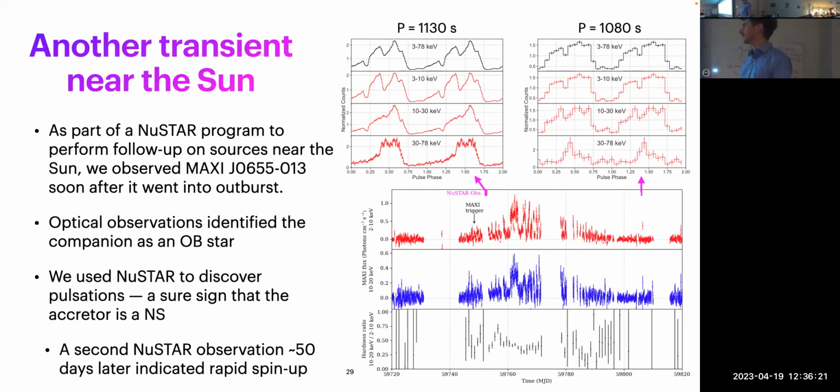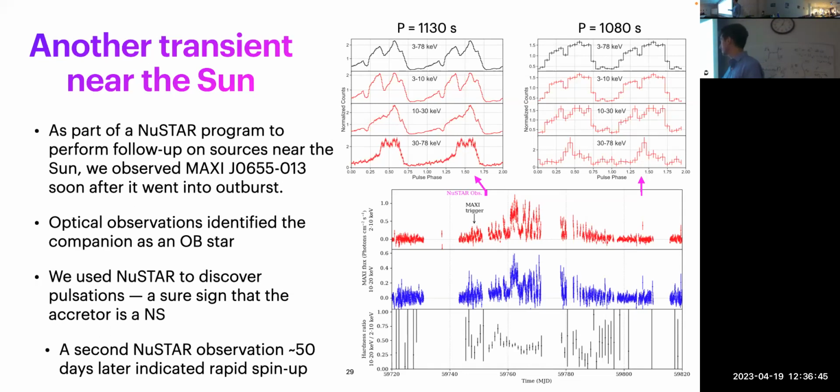So as part of a NuSTAR program that I have to perform follow-ups on sources near the sun, like the previous one, I used that previous case to make the case that this should be an official program. And so I applied and got that time. This went into outburst near the sun, was seen by MAXI. And so we got our NuSTAR follow-up because other observatories couldn't do it.